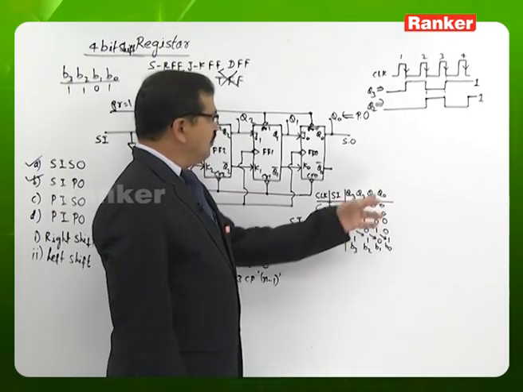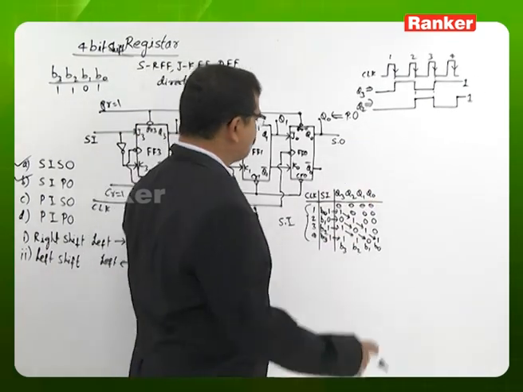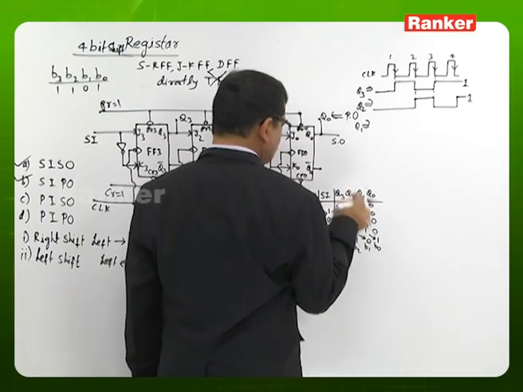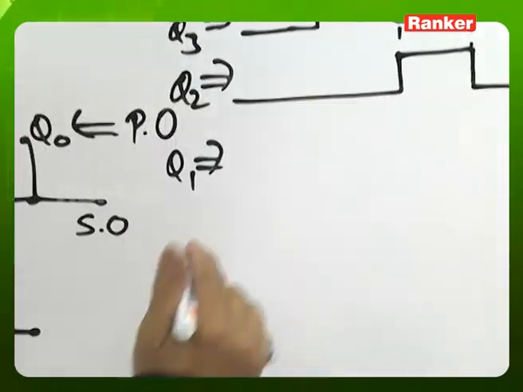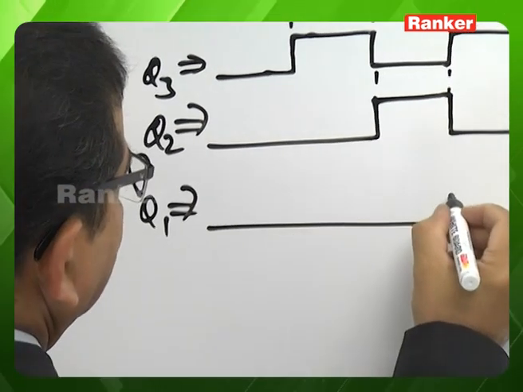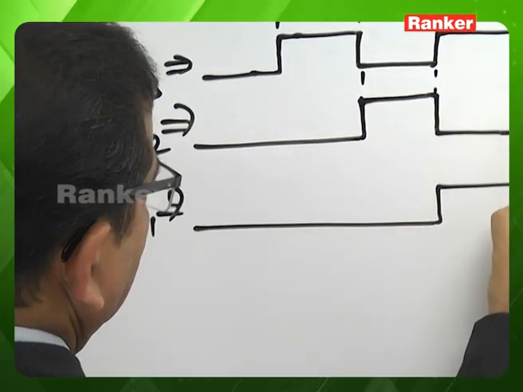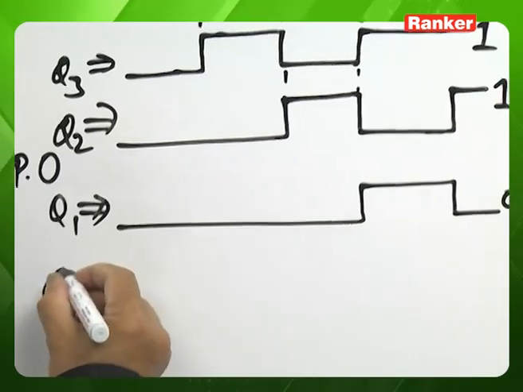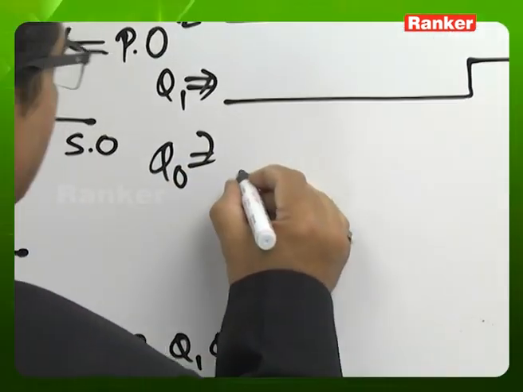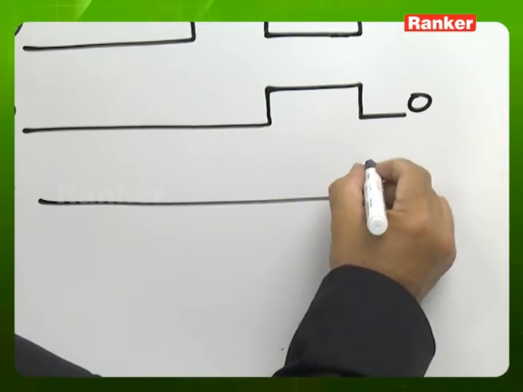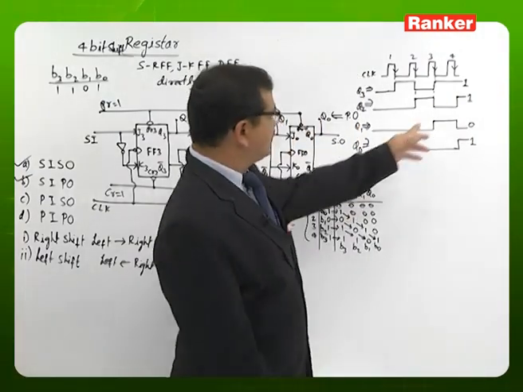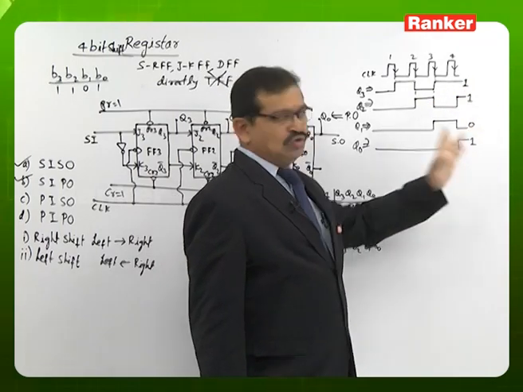And similarly, if you look at Q1, initially it is 0 until the third clock pulse. At the third clock pulse, it is 1. After the fourth clock pulse, it is 0. We come to flip-flop 0. Initially 0 until the fourth clock pulse. After the fourth clock pulse, it is 1. So after 4 clock pulses, the content in the register we are able to look as 1101.